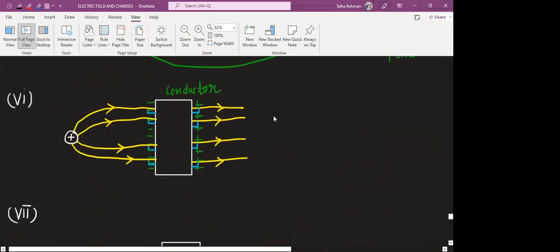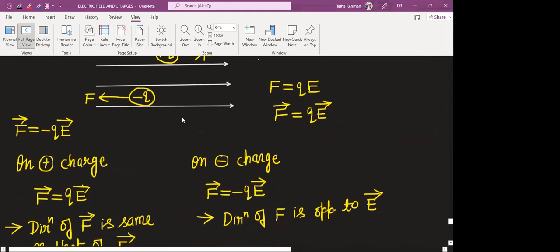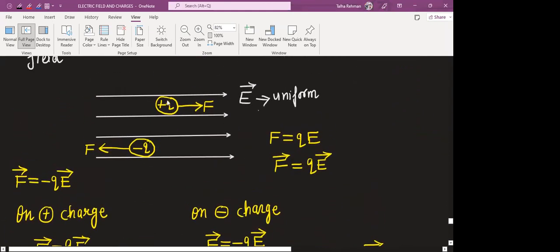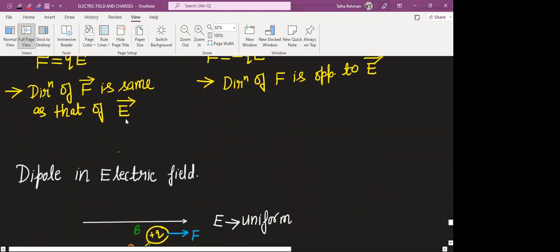So in today's class, we have discussed the force on the charged particle in the electric field. On a positive charge, the force is in the direction of electric field. On the negative charge, the force is in the opposite direction of electric field. The magnitude of force is given by QE. If you want to write the force in vector form for negative charge, the direction of force is opposite to that of the field.